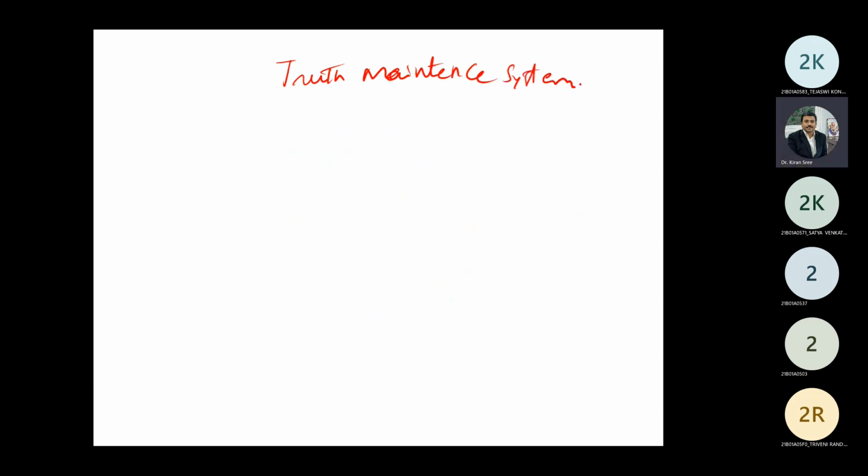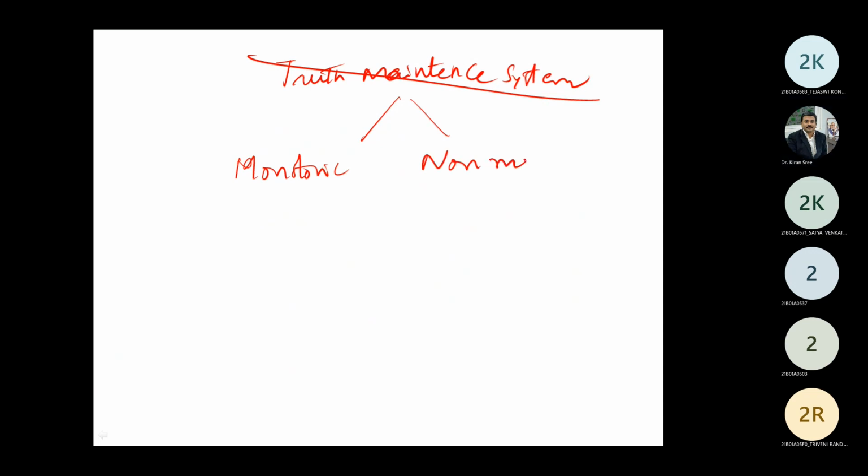Theory you can easily understand, you can write it. Truth maintenance system, there are two types of truth maintenance systems. We call one monotonic, and the other one is non-monotonic. So how do you maintain the stability of the database irrespective of whatever inferences that you take?